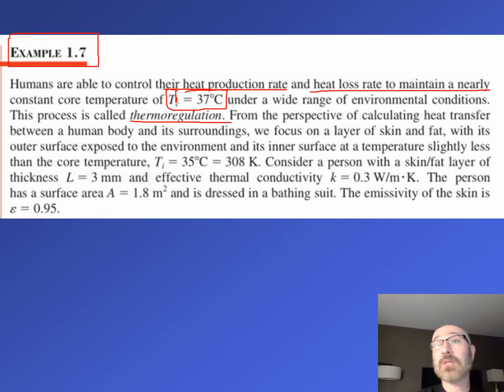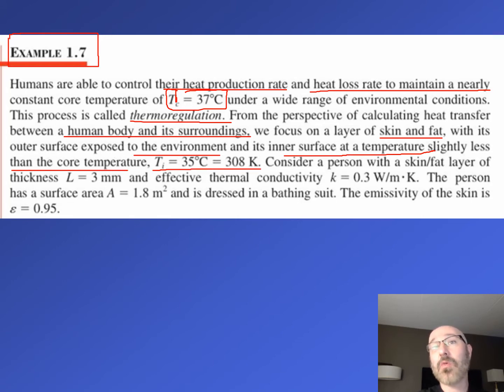So from the perspective of calculating heat transfer between the human body and its surroundings, which is why we're coming into this when looking at our bioheat equation, we focus on the layer of skin and fat, with its outer surface exposed to the environment and its inner surface at a temperature slightly less than the core temperature. So our T sub I is equal to 35 degrees Celsius or 308 K. Now they want us to consider a person with a skin fat layer of thickness L equal to 3 millimeters and effective thermal conductivity K. The person has a surface area of A equal to 1.8 meters squared and is dressed in a bathing suit.